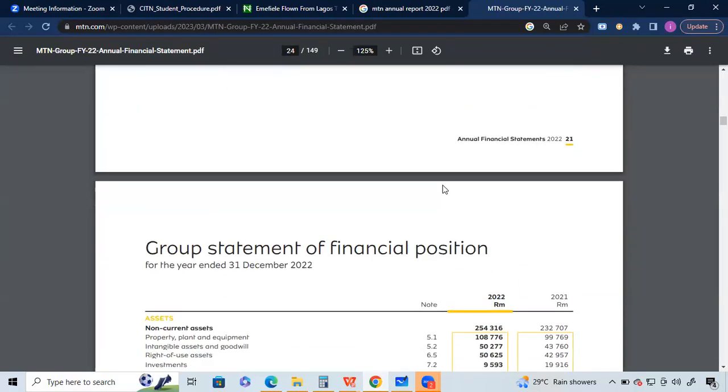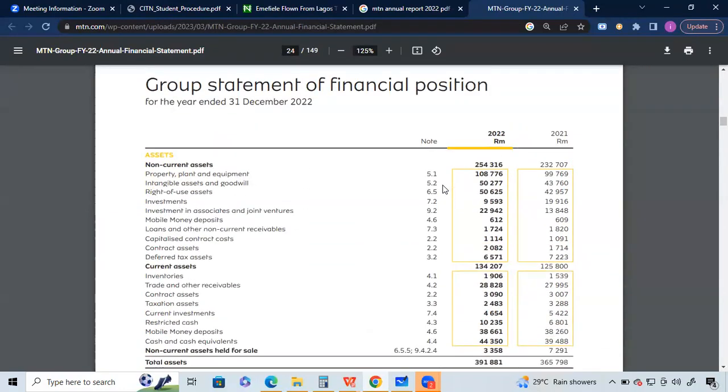When we say assets, for something to be your asset, they are resources. Assets are resources that are controlled by the entity. When you say something is an asset, it is your resource that you have control over. Maybe the laptop or the phone that you are using now: if you are the owner of it, it means that it is your asset. You have control over it.